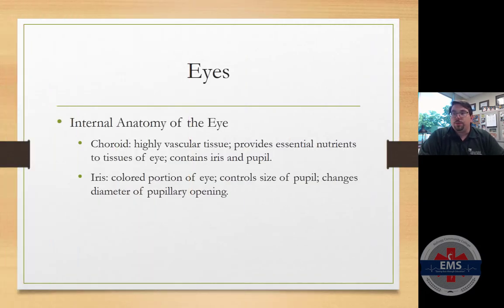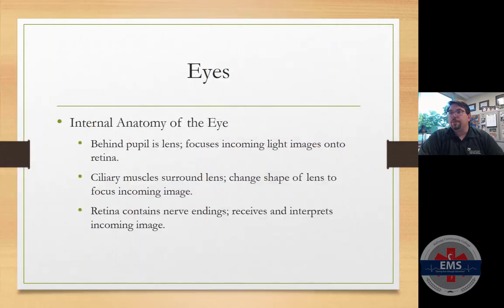We also have the choroid, which is going to be highly vascular tissue that provides essential nutrients to the tissue of the eye, and also, again, it's going to contain the iris and the pupil. The iris is the actual part that you look at that gives your eye its ability to change size and diameter. We're actually checking the pupillary size. We're looking at the iris, and that's also the color portion of the eye.